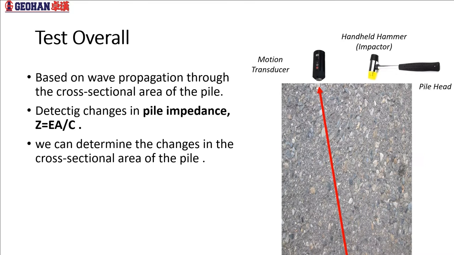The concept of the test is based on wave propagation through the pile, detecting changes in pile impedance, where Z equals EA over C, E equals Young's modulus, C equals wave speed, and A equals cross-sectional pile area. So based on the equation, we can determine the difference in the cross-sectional area of the pile.